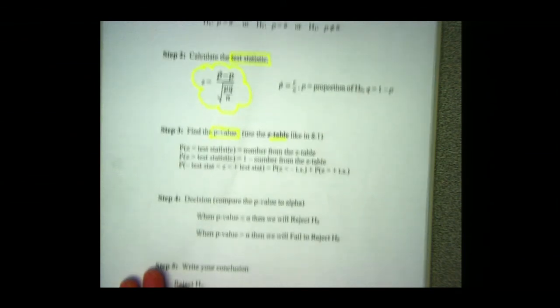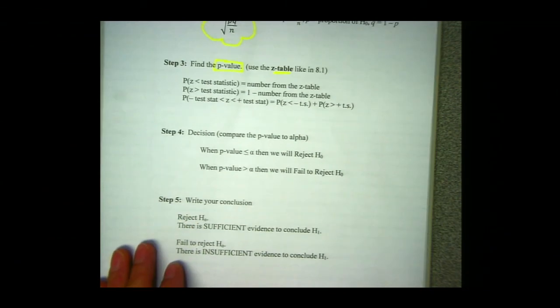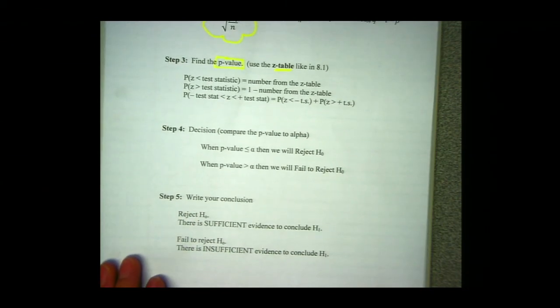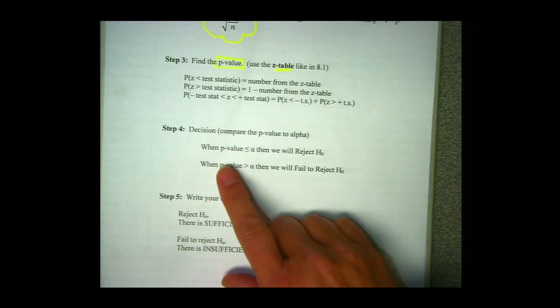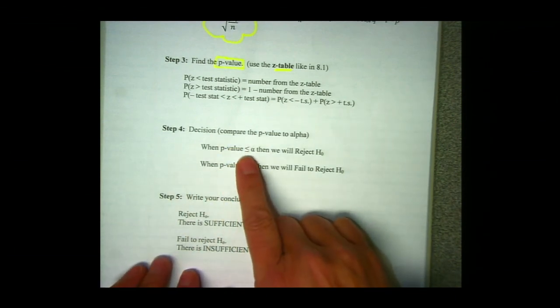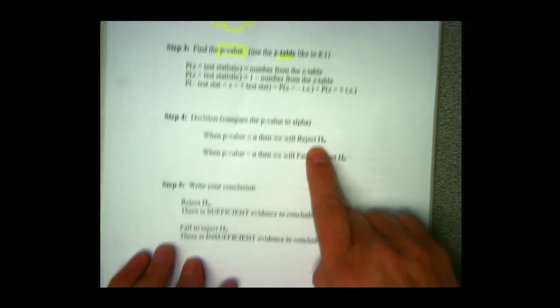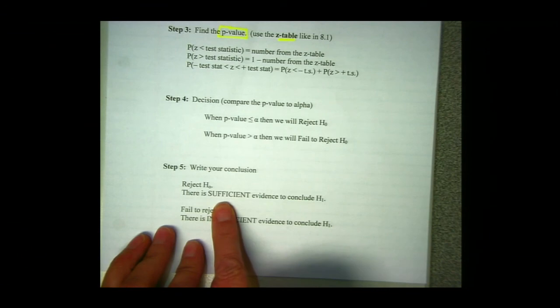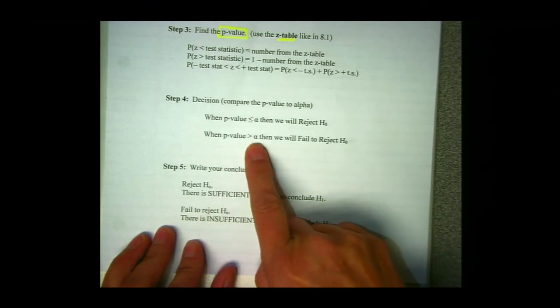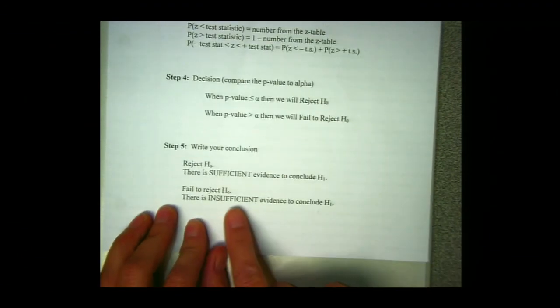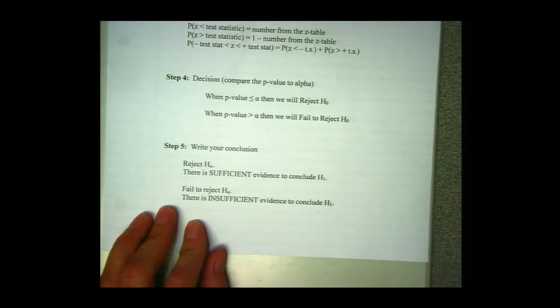All right, so then step 4 and step 5 are exactly the same. Step 4 is when you compare. If the p-value is less than or equal to alpha, you reject, and when you reject, you have sufficient evidence. If the p-value is greater than alpha, then we fail to reject, which means we have insufficient evidence. So a lot of this is similar to what we have already done. Now we're going to do a couple of examples.